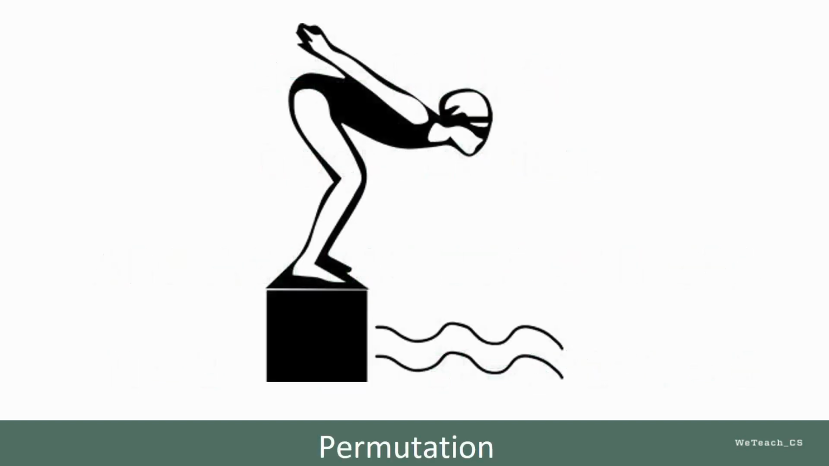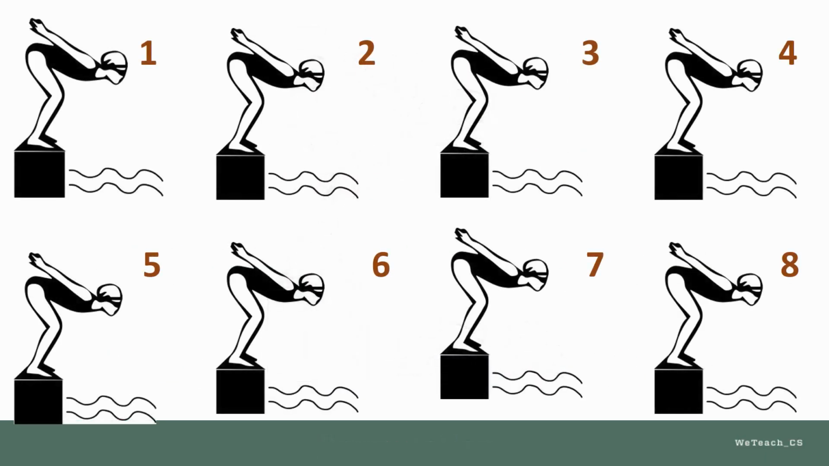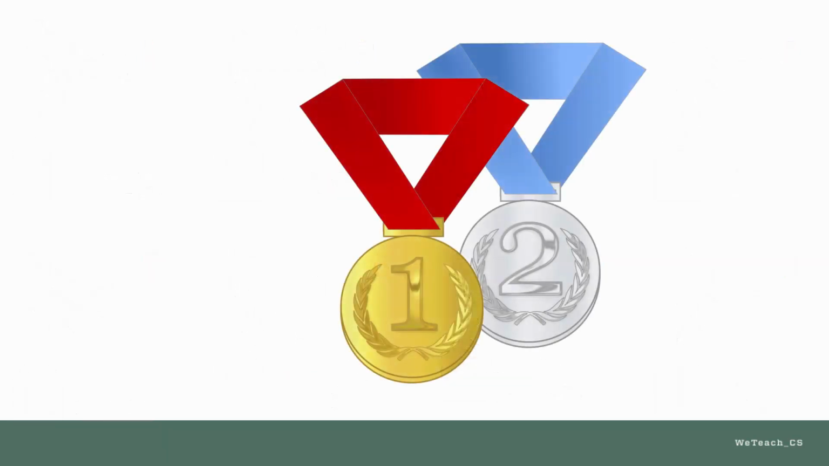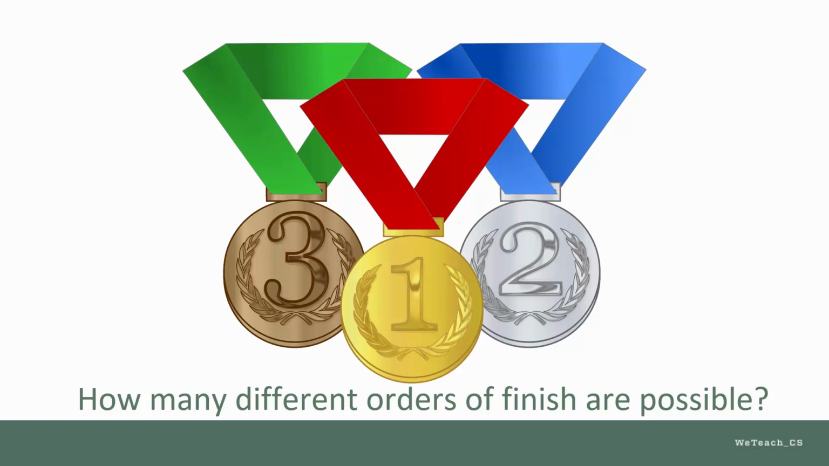Let's consider another example that involves a race with 8 swimmers. The top 3 swimmers will receive gold, silver, and bronze medals in that order. An important question that might come up is this: in how many different ways can the gold, silver, and bronze medals be awarded at the end of the race? To answer this, the permutation process is the right tool for the job.